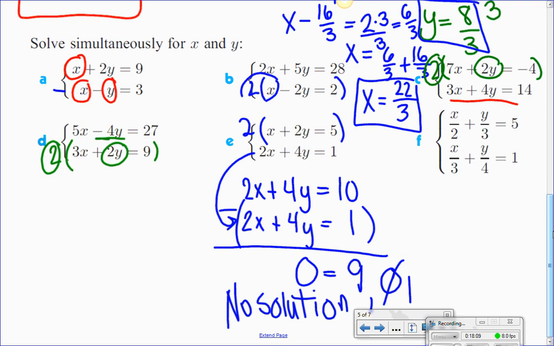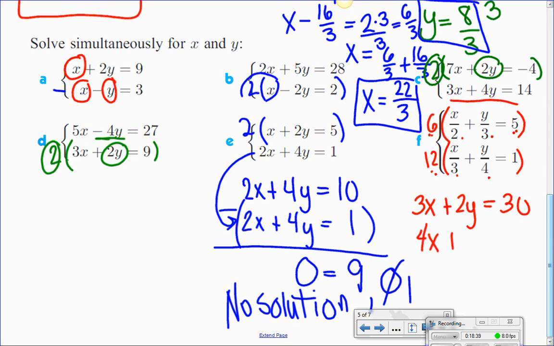If we don't want to deal with these fractions, you can multiply by a common denominator. So here our common denominator will be 6, here it will be 12. So 6 divided by 2, we've got 3x then. 6 divided by 3, we've got 2y. And then don't forget to multiply 6 by your constant here, so that's 30. 12 divided by 3, we've got 4x. And 12 divided by 4, we've got 3y. And 12 times 1 is 12. Okay, so this is our system of equations.